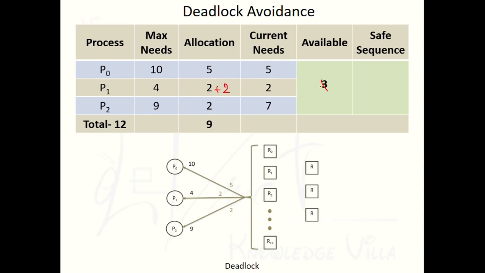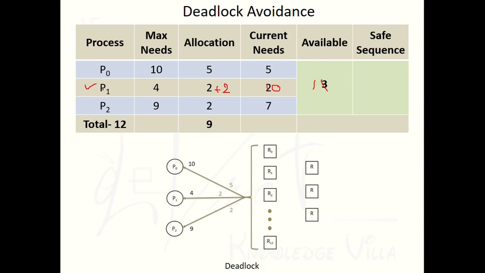So how many resources remain here? Out of 3, 2 allocated, so 1 resource remains. Now the total requirement of P1 is 4 and we are allocating 4. So there is no further requirement of process P1. P1 got all 5 resources. So definitely after some time P1 will complete its execution.